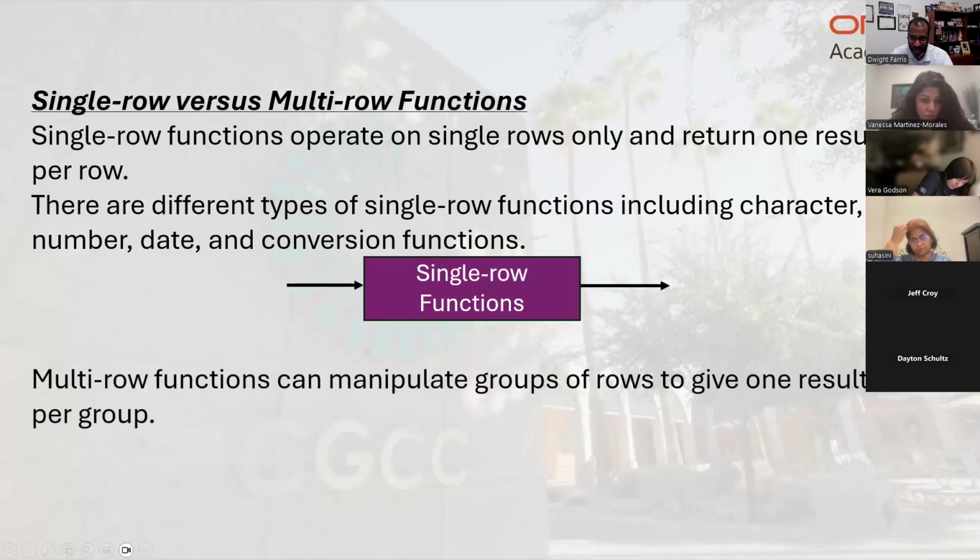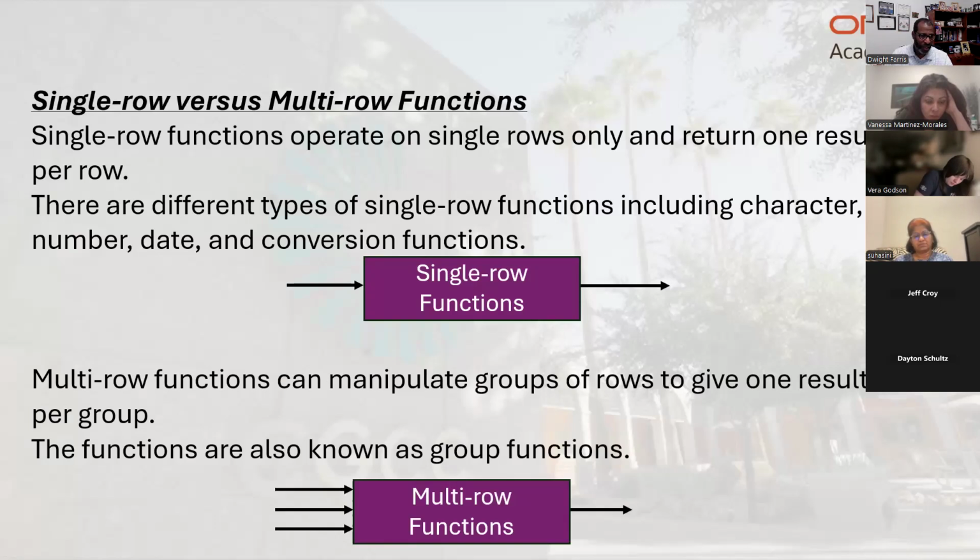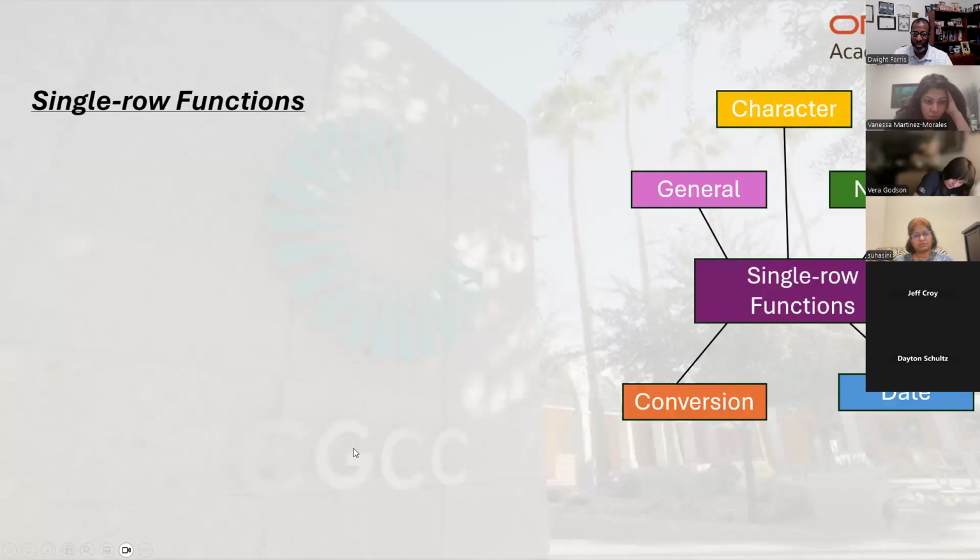Multi-row functions can manipulate groups of rows. So we're going to get into group functions, etc., to give one result per group. Remember that, groups, one result per group. The functions are also known as group functions, and we will get to those. So this is a group, one result per group. And yes, we will talk about multi-rows.